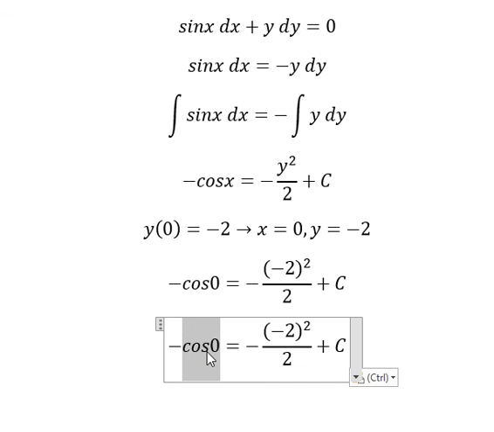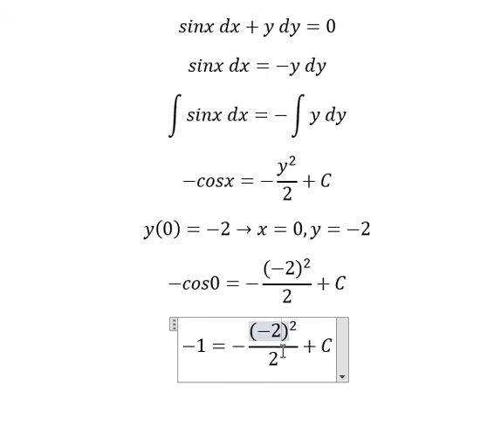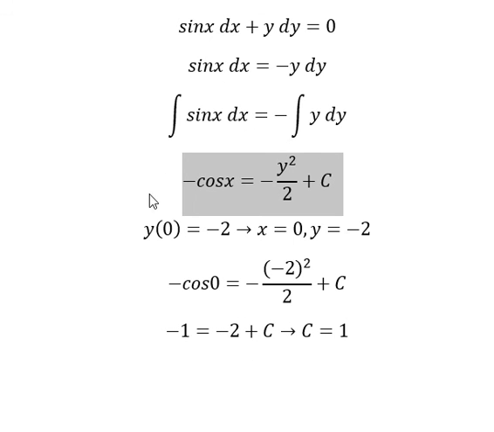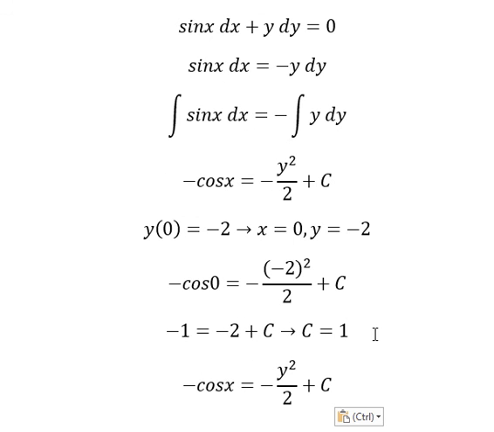Cosine of 0 we have 1. This one we have 2. So we put negative 2 to the left. So we have negative 1 plus 2, we have 1. And we put 1 in here.